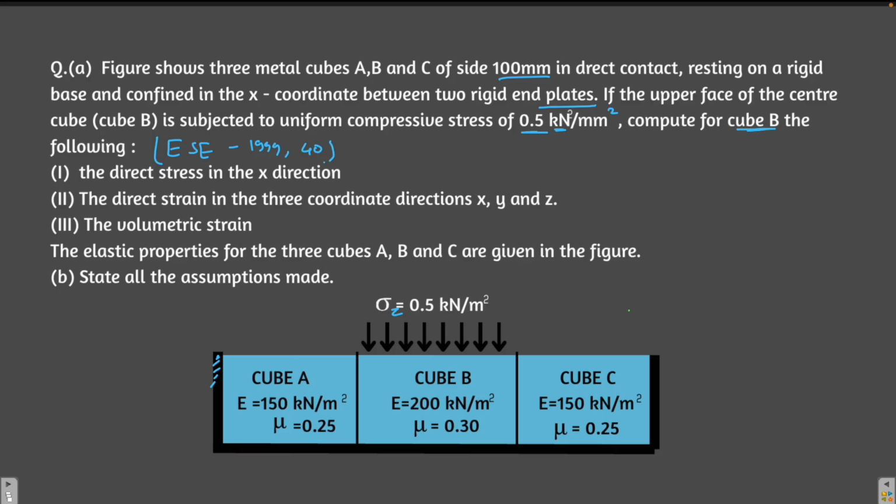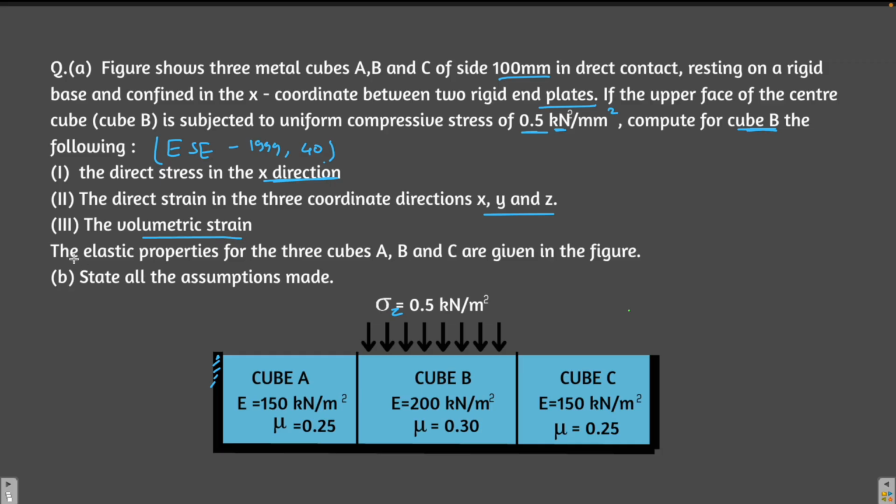Compute for cube B the following. First is the direct stress in the x direction. What is the stress in the x direction? We have to find that out first. Second, the direct strain in the three coordinate directions x, y, and z. Then the volumetric strain we have to find out.